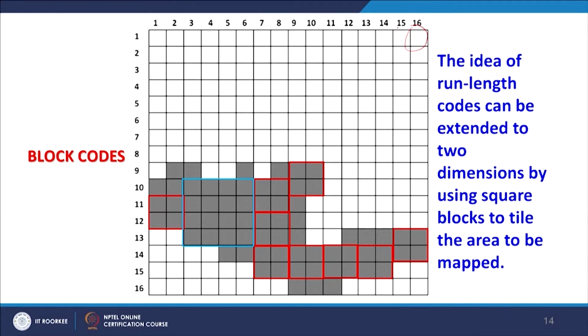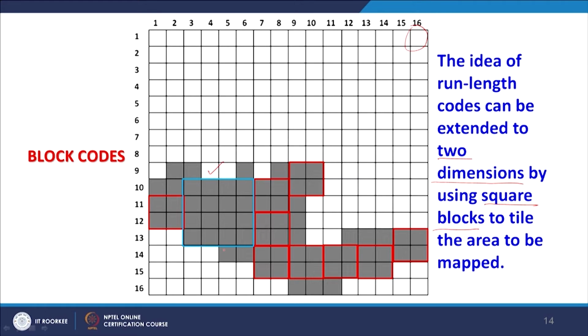This is the idea of run length codes extended: instead of going through only in one direction, that is along rows, we can now go in 2 dimensions by using square blocks for the area to be mapped. And as you can see here, this blue square, which is almost here in this part, is 4 by 4 cells. That means 16 cells in one go can be coded.